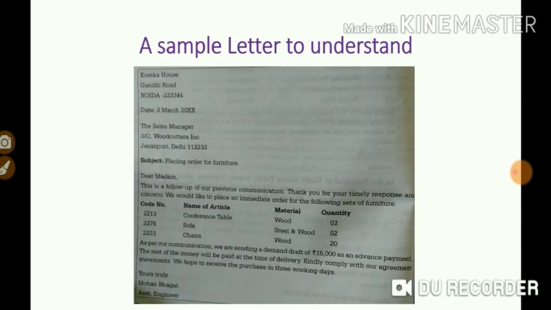Now, my dear students, for you to understand, I have tried to provide you a sample letter. A snapshot has been provided here. It may not be visible to you clearly, but don't worry. I'll provide this particular document in the form of PPT in the description box.